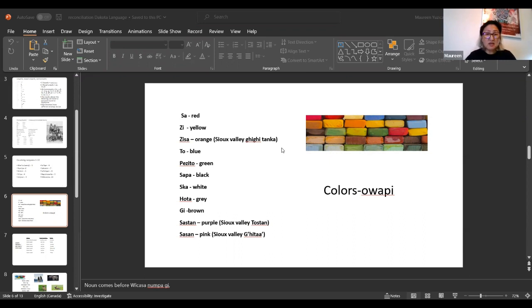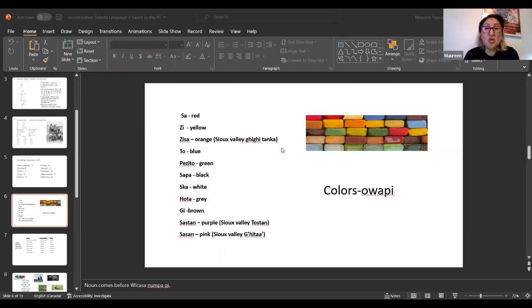Again, some people write it different. They put T-H-O, to. And pejito is green. Sapa is black. White is ska.